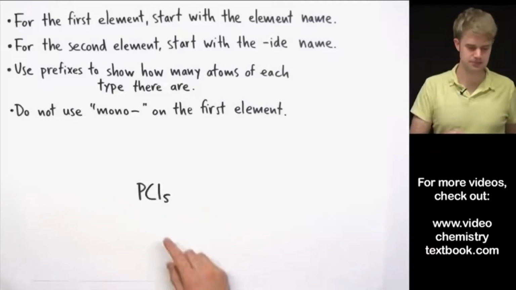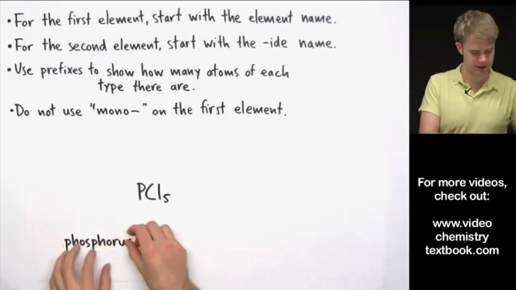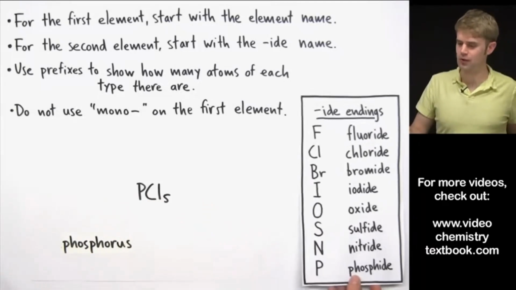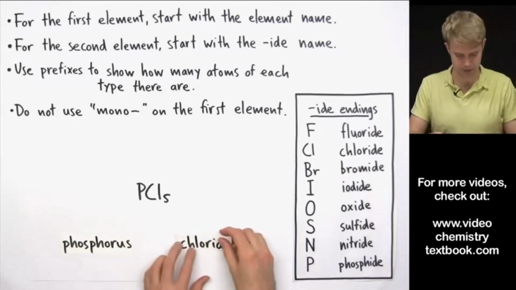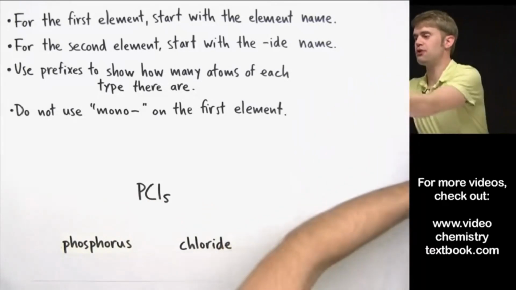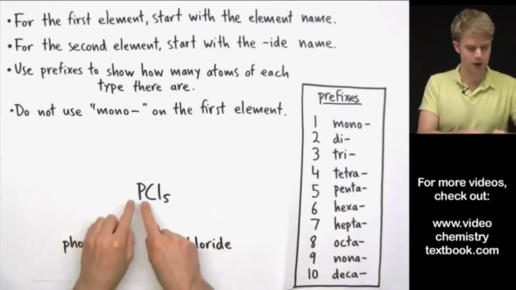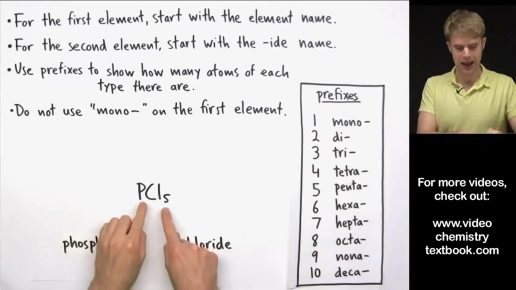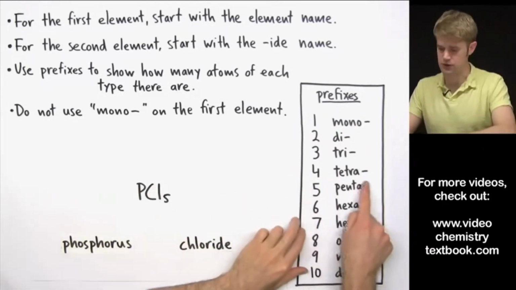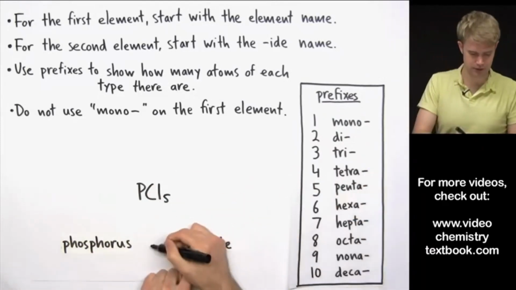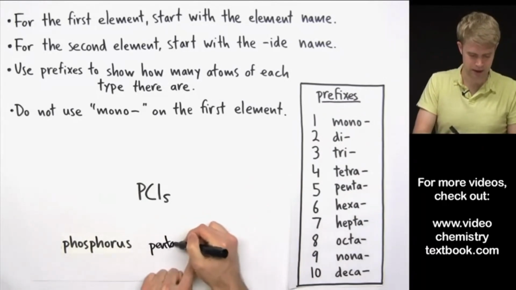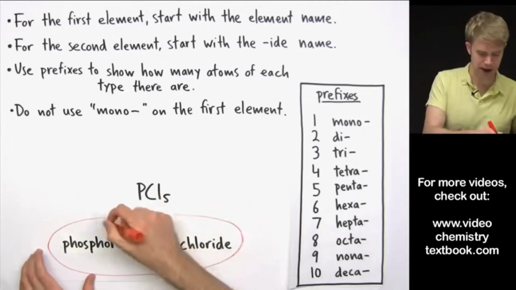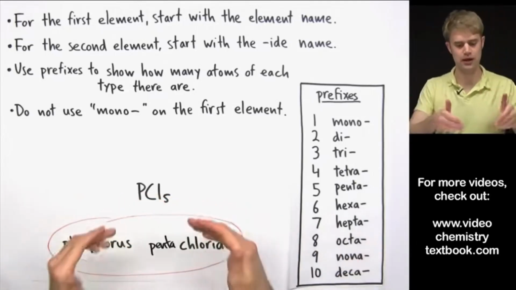PCl5, let's name this. So P, the first element, is phosphorus. Cl, the second element, is chlorine, and chlorine's IDE name is chloride. So there it is. Now we get to the prefixes. Phosphorus here, we only have 1 of them, so we're not going to use mono here. We're just going to keep it as phosphorus. And chlorine, we have 5 of those, so we're going to use penta here as the prefix. So it's going to be pentachloride. And phosphorus pentachloride, not monophosphorus pentachloride, just phosphorus pentachloride is how we name this.